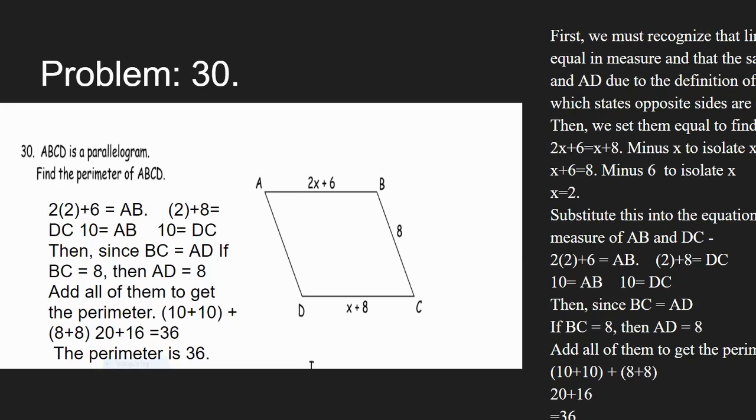Since we said earlier that BC was equal to AD, we just have to apply that. So we know that BC is equal to 8, and that just means that AD is also equal to 8, since they're equal. After that, we simply need to add up all the sides, right? 8 plus 8 plus 10 plus 10, which gives us 16 plus 20, which is 36. The perimeter is 36.